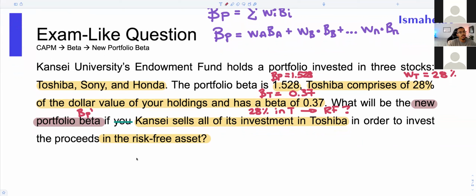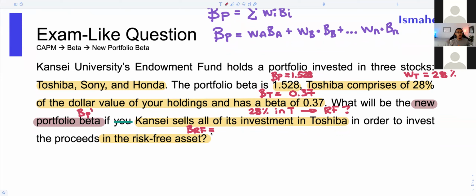So I'm going to ask y'all, what is the beta of the risk-free rate? Can somebody tell me? Put that in the chat. What is the beta of the risk-free rate? Kennedy says 0. Okay. Yusra says 0. What about MJ? What do you think it is? Exactly.